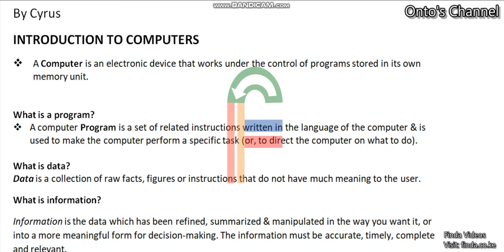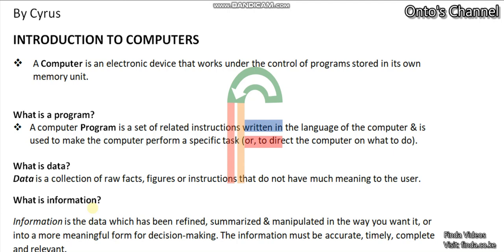Data may be in the form of numbers, alphabet letters, symbols, that can be processed to produce what we are going to see next, which is information. Now, what is information? Information is data which has been refined, summarized, and manipulated into the way you want it, or into a more meaningful form for decision making. The information must be accurate, timely, complete, and relevant. That is what information is.